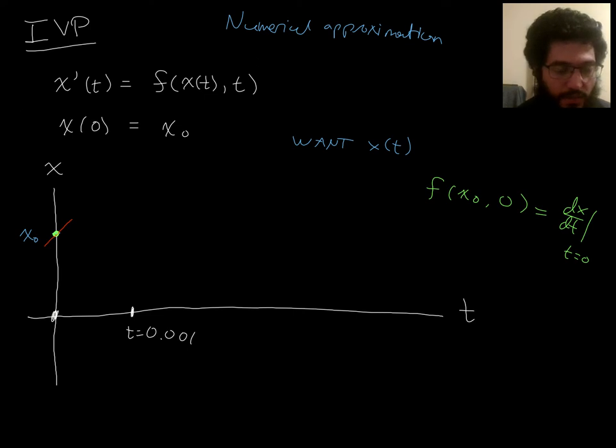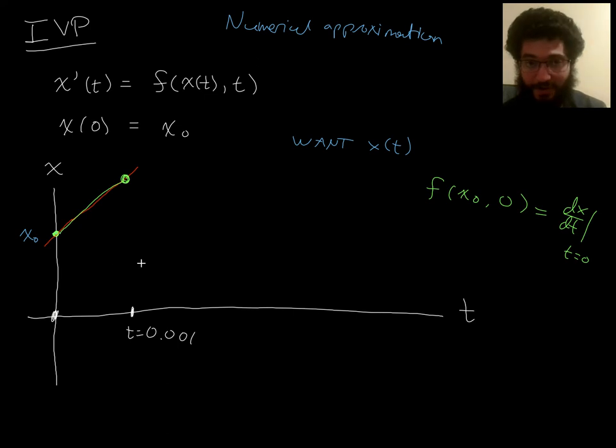Then I can pretend that it's just going to follow this line. So I can use the differential equation as a linear approximation, pretend the function graph is going to follow this line. Then my prediction, my approximation, is that x of 0.001 is here. That's my prediction that goes just a tiny bit into the future, so I don't expect it to be too far off.